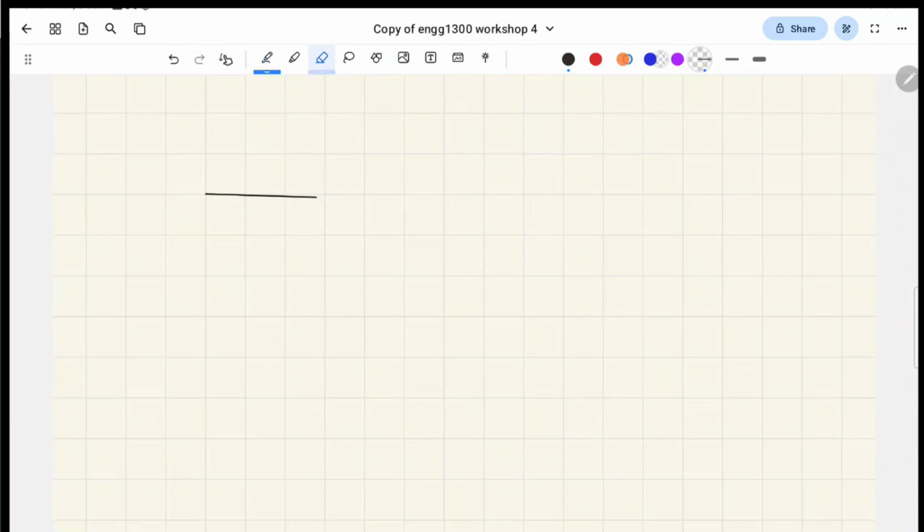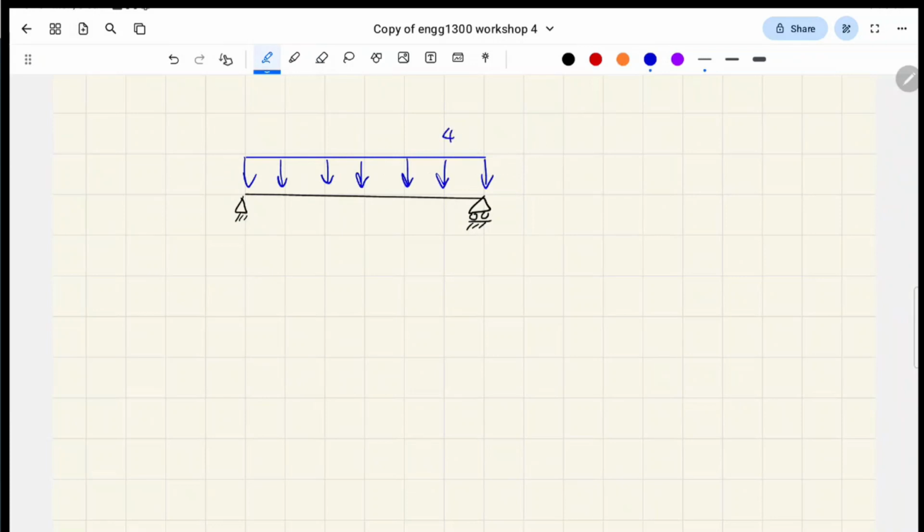So you have a beam, a simply supported beam, and let's say it has a uniformly distributed load on it, like this. Something like that, basically, as an example. We're going to call this point on the left point A, and this point on the right point B.